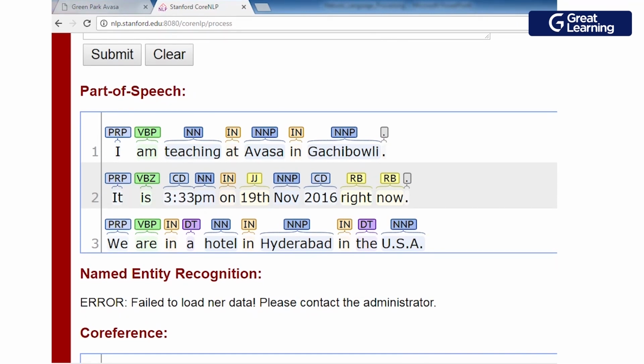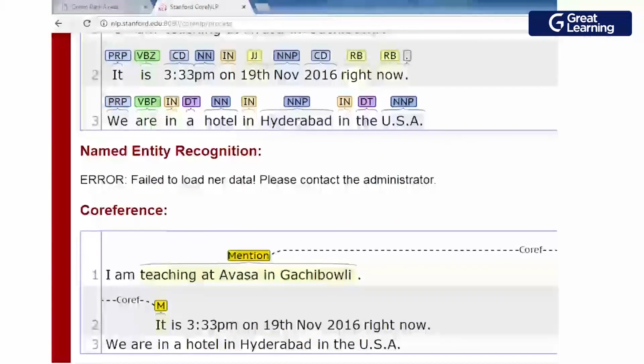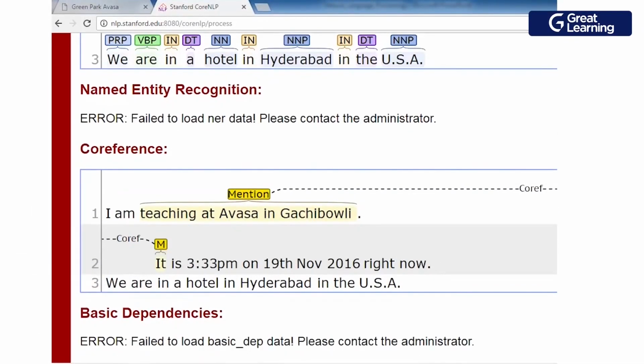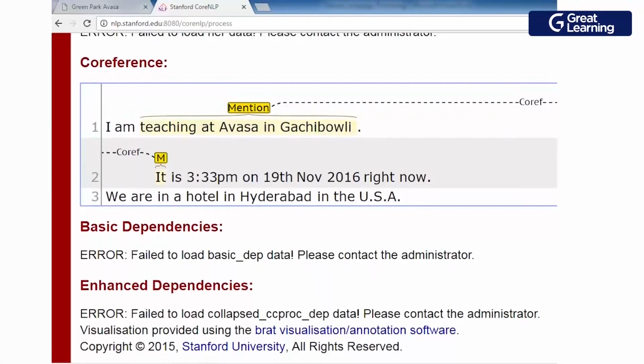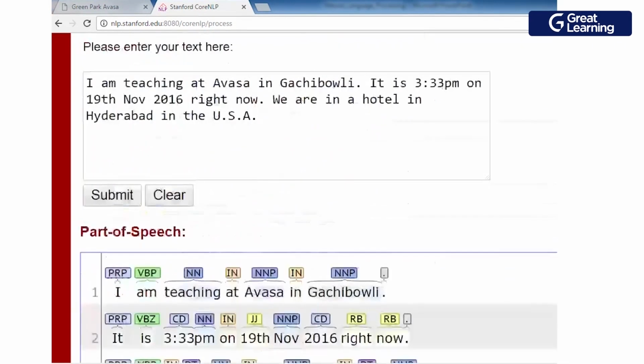So basically, NER failed for some reason. Yeah, usually it does not fail. Mostly it is because of the internet connectivity or whatever. Others also failed because of internet connectivity problem. Anyway, okay. I mean, there is nothing else nice to show here just because things failed.